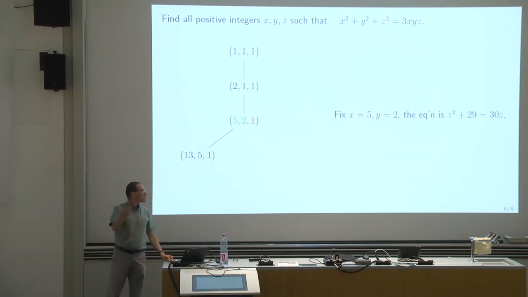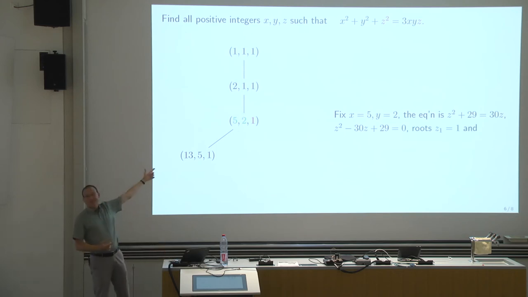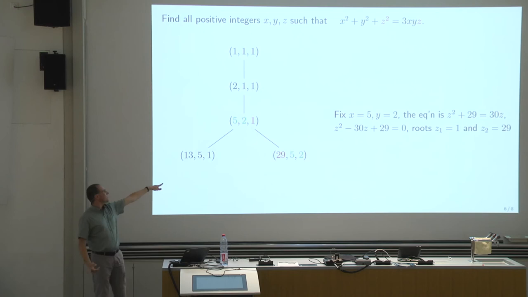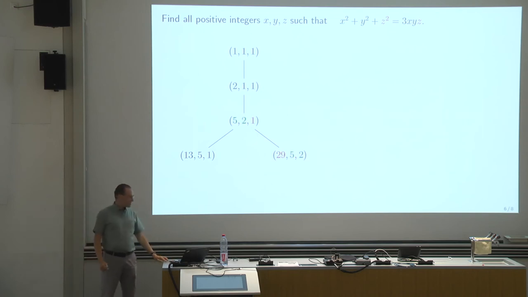Absolutely, z squared plus 29 is equal to 30z. Once you specialize to x equals 5, y equals 2, you get this specific equation for z. Bring everything to the left-hand side. One root is 1, you know. And what is the other root? 29, absolutely. So the 1 can get replaced by 29. And we found this solution as well.